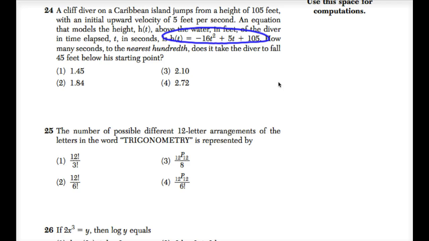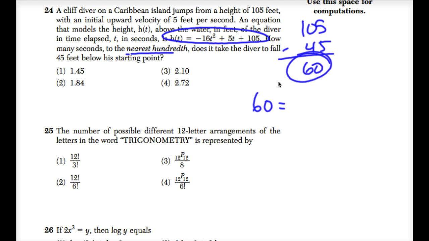How many seconds, to the nearest hundredth, does it take the diver to fall 45 feet from the starting point? First of all, he's starting at 105, and I want to know where he will be 45 feet below that. So it's 60. That's my magic number I'm working with. So I know that h of t is going to be 60 feet. They're asking for the time in seconds to the nearest hundredth. So it will be 60 equals negative 16t squared plus 5t plus 105.